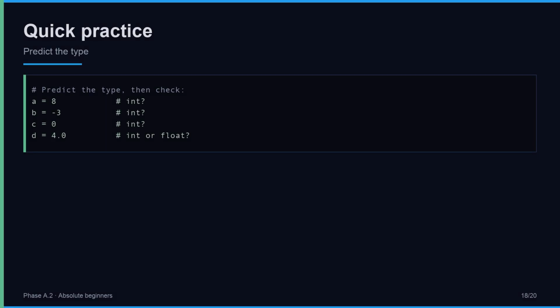A quick practice to build the reflex. 4 values. Before reading on, predict each type. A is 8, an int. B is -3, also an int, the minus does not change the type. C is 0, an int, 0 is whole. D is 4.0, and here is the trap, the dot makes it a float, not an int. If you caught that last one, you have understood the lesson. The dot is the deciding clue, every single time.